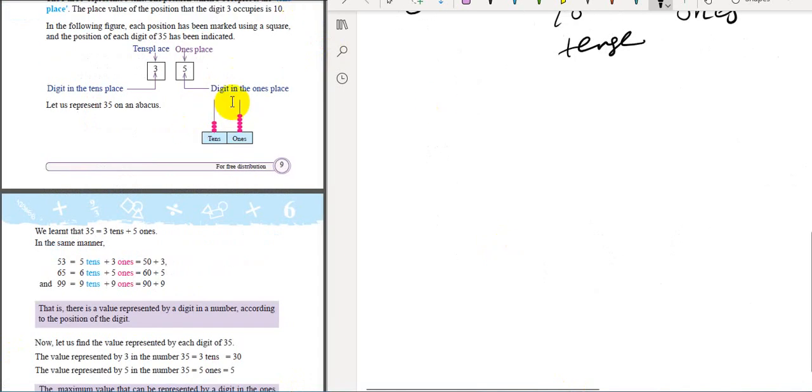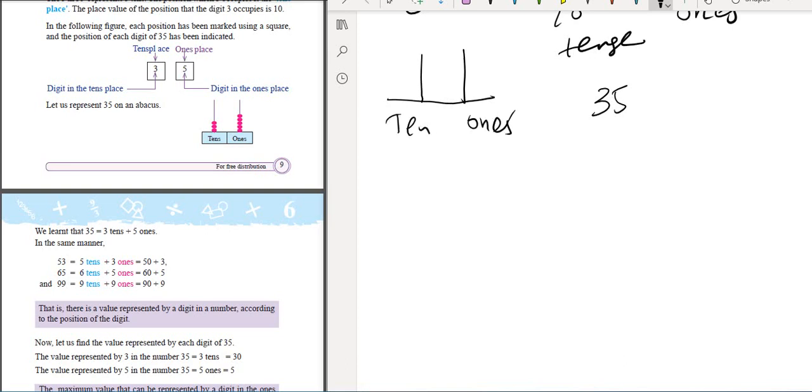Now see, how can we represent this number on an abacus? We all know what an abacus is. 35. How many ones are here? We have to write ones and tens. How many ones are here? 1, 2, 3, 4, 5. Then how many tens are here?